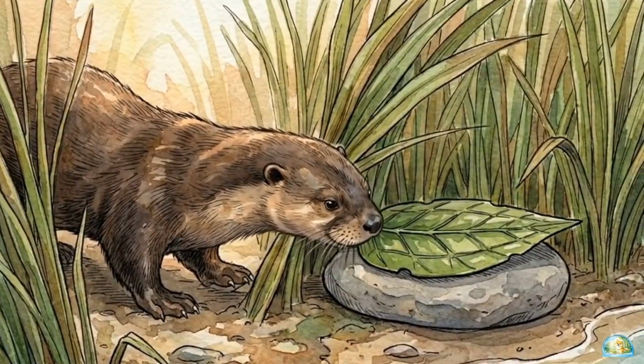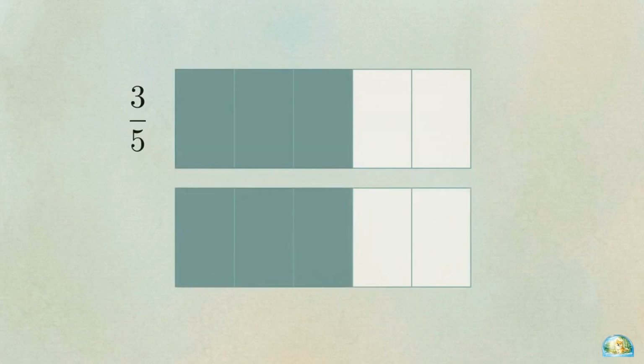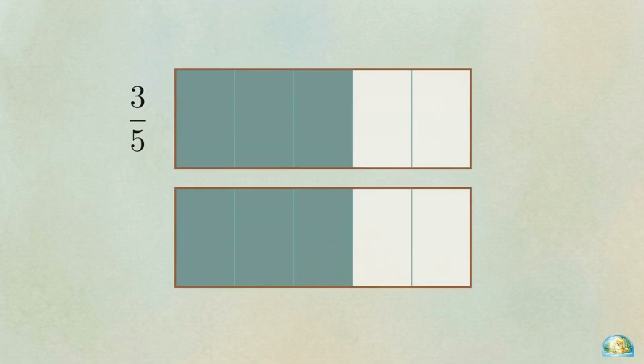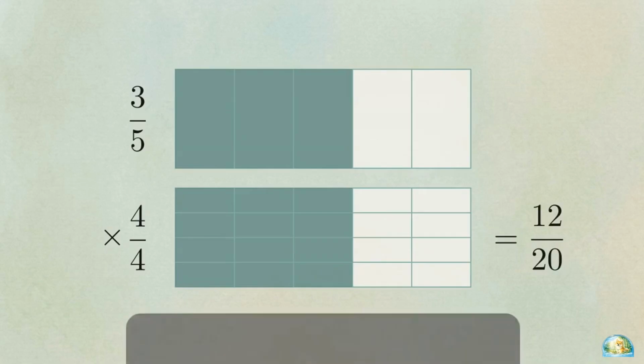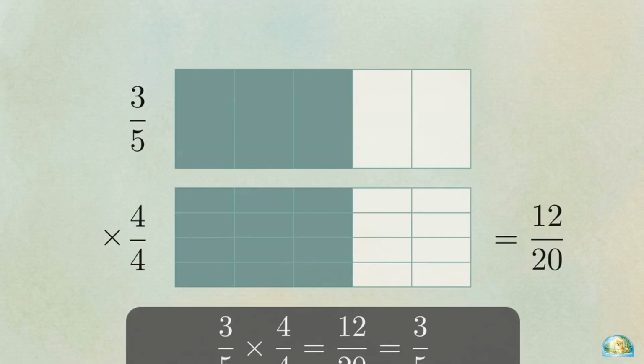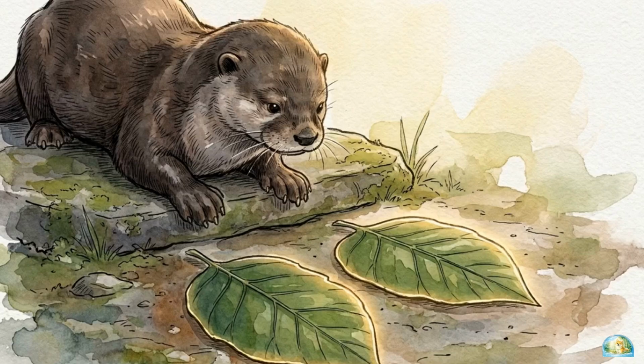of model. Here, this leaf model displays a starting quantity of 3/5. We are going to multiply this by 4/4. 4 divided by 4 is exactly 1, so the overall physical size shouldn't change. The value is preserved. Multiplying by 4/4 simply subdivides each original fifth into 4 smaller pieces, taking us from 3/5 to 12/20.